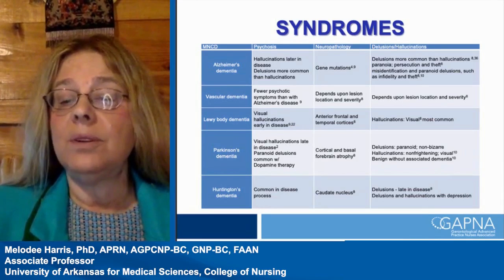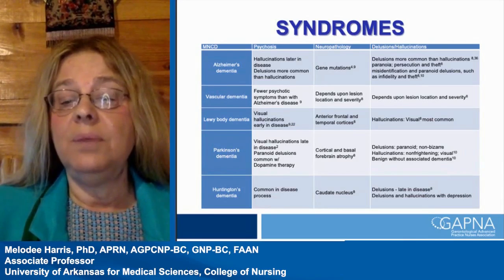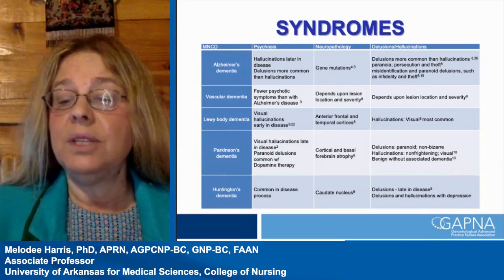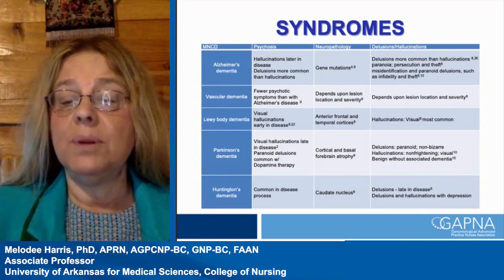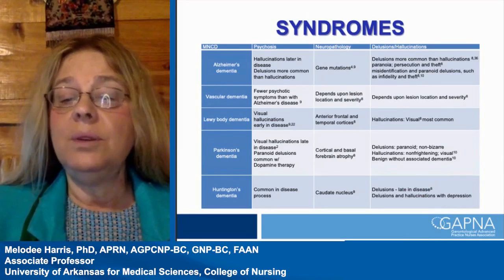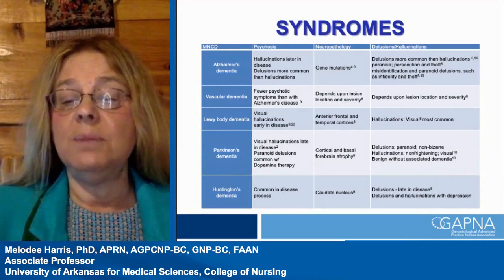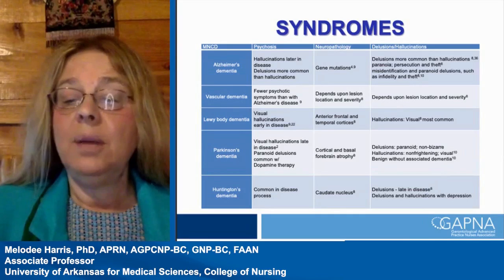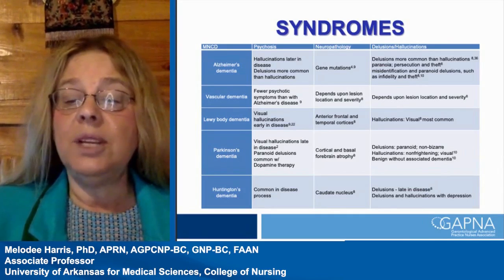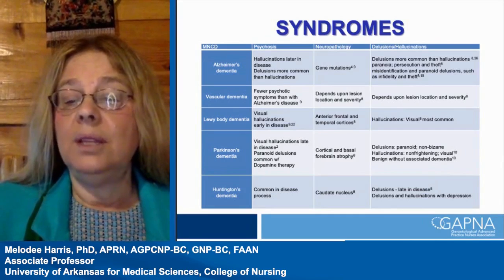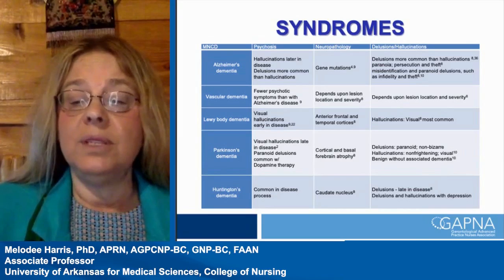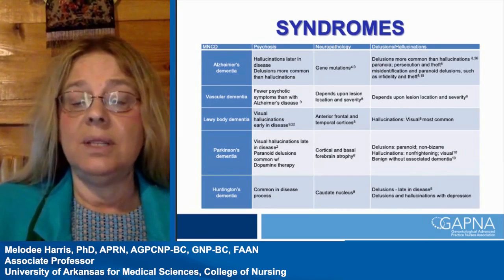Paranoid delusions are common and often associated with theft, such as someone is trying to kill me, or someone stole my purse. Other delusions include misidentification, such as mistaking a spouse for a child. Paranoid delusions are common with Parkinson's dementia. However, dementia is not always present in the delusions for persons living with Parkinson's disease.